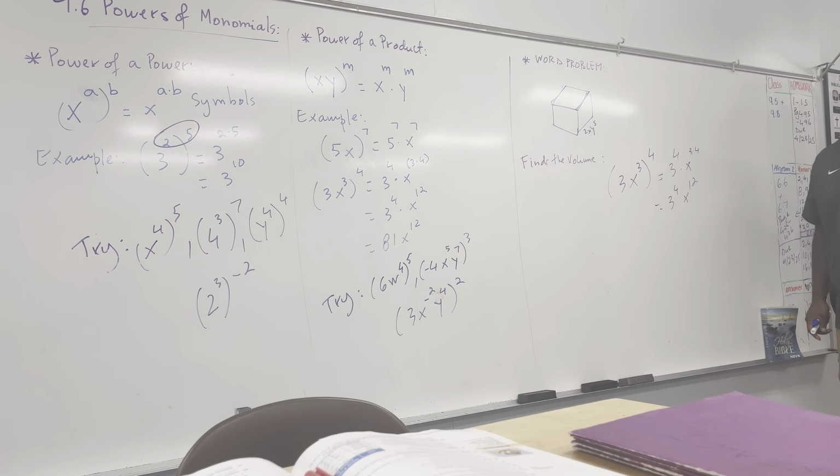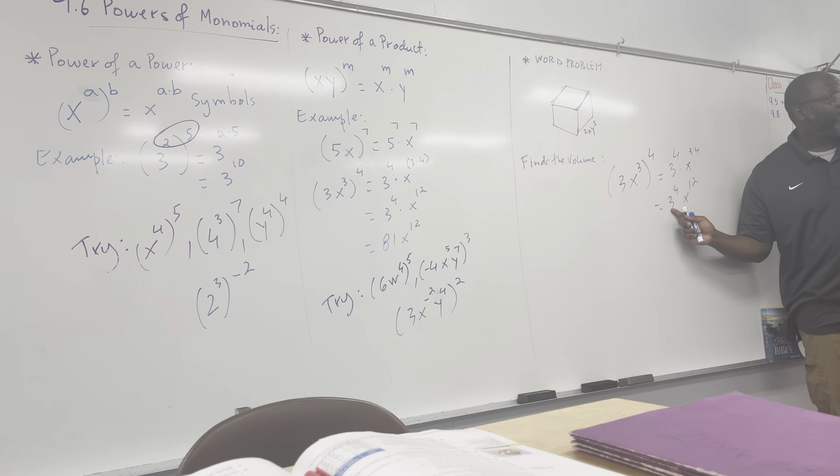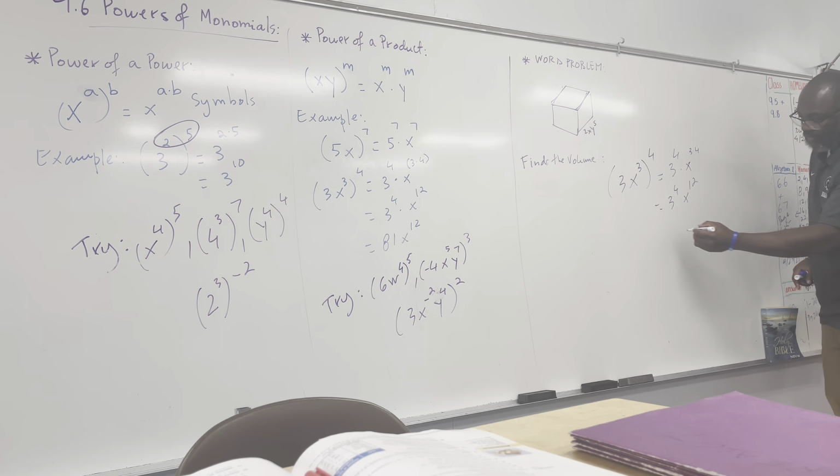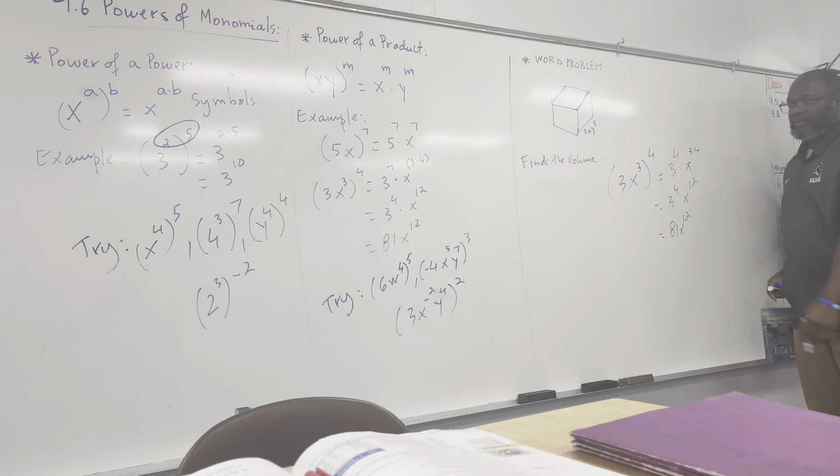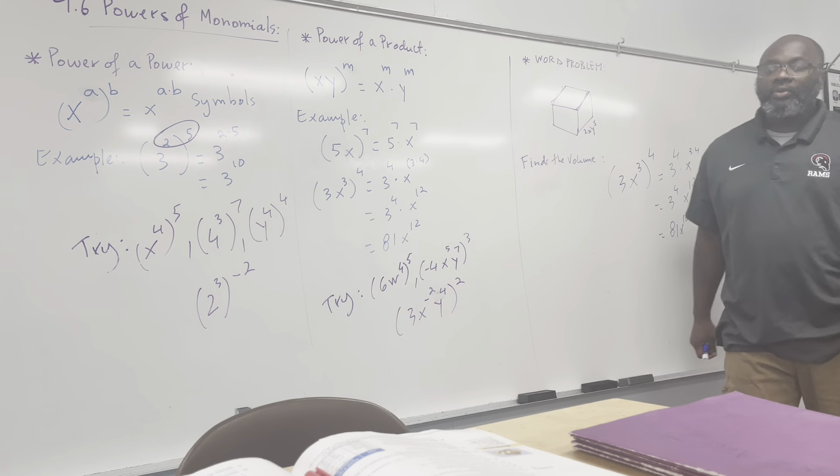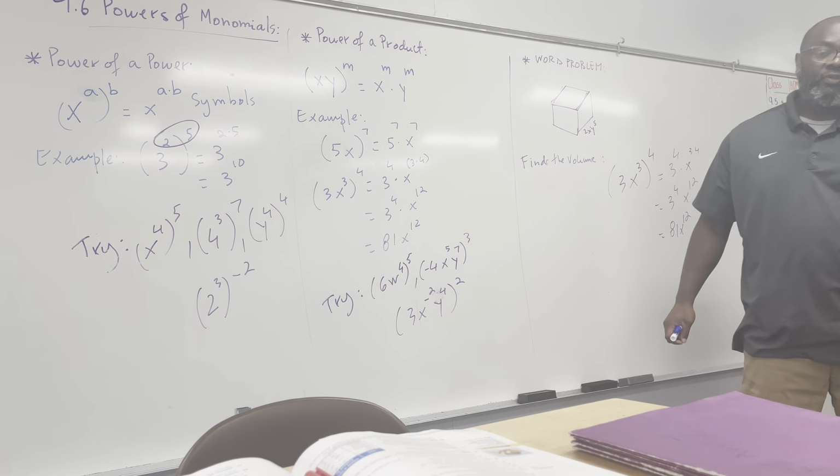Now, when you have numbers like 3 to the 4, we know we can find what it is. 3 to the 4 is what? 3 times 3 times 3 times 3. That gives you what? 81. Okay? So this is 81 x to the 12. So this is how you use the power of a product.